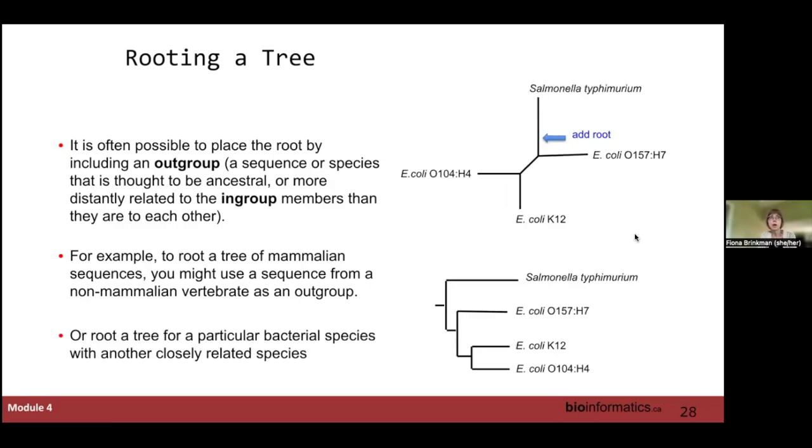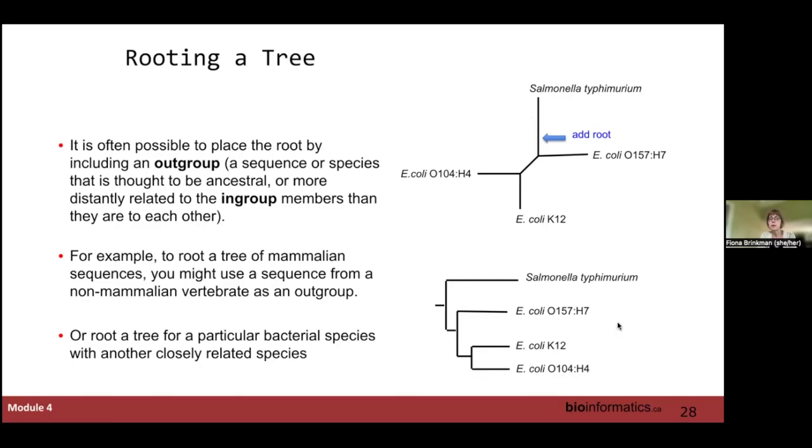Okay, so it's often possible to place the root by adding an outgroup, like a bacterial species. For example, you might be interested in figuring out how E. coli K12, used in labs, relates to O104 or O157 pathogenic E. coli. You might add a root by saying, okay, I'm going to add Salmonella typhimurium, which you know is an outgroup. And then you can see here that K12 is more related to O104 than it is to O157 in terms of its most recent ancestor, okay?